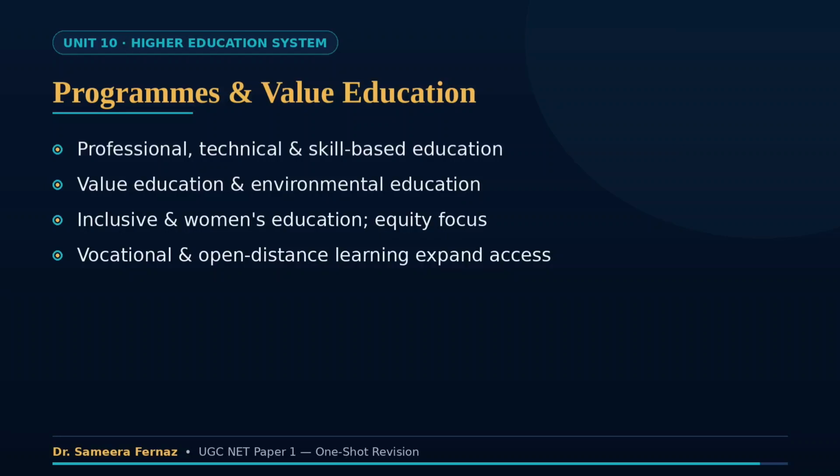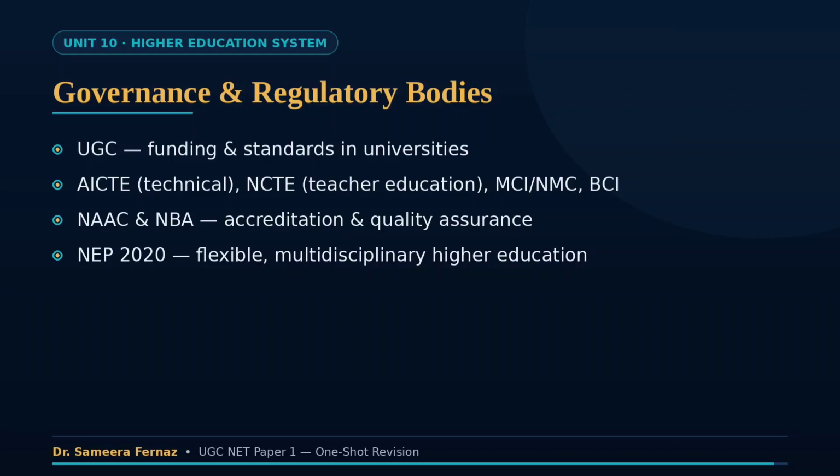Now we will come to the last one, governance and regulatory bodies. Everybody knows it, I know. Then also we will revise. Finally, know the regulators. UGC looks after universities, AICTE for technical, NCTE for teachers, NMC for medical, and BCI for law. NAAC and NBA check quality through accreditation, and NEP 2020 makes education flexible and multidisciplinary.